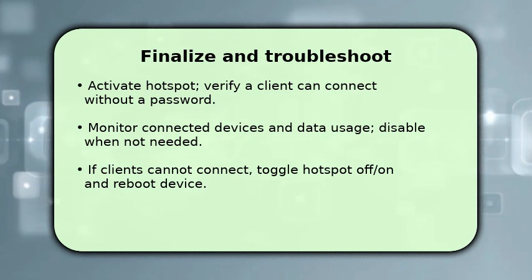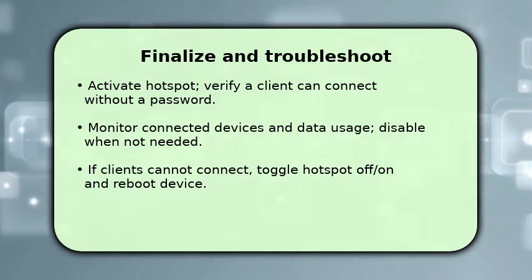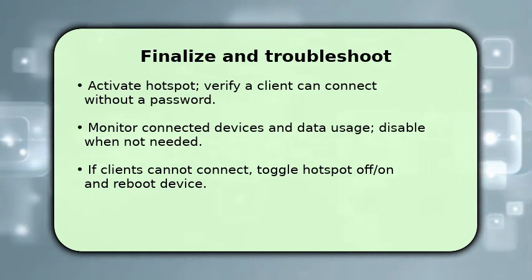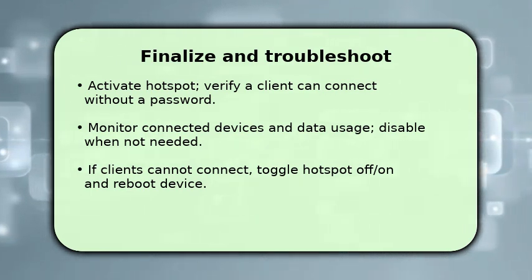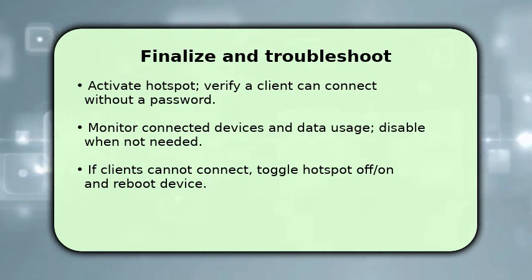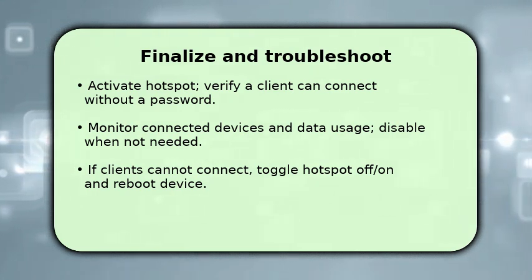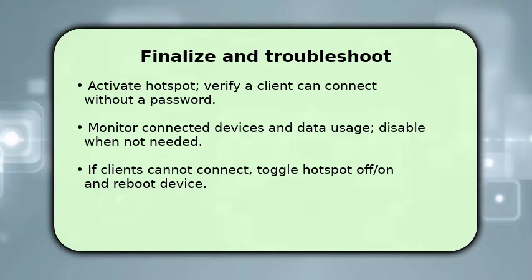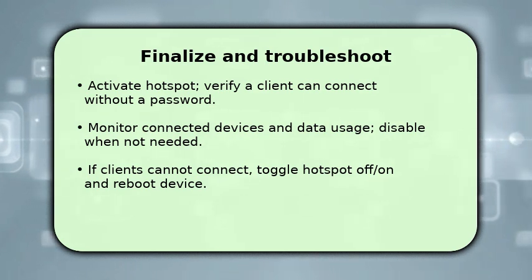Once clients connect, watch connected devices and data usage closely and turn the hotspot off when it's not needed to limit exposure. If a device cannot join, first toggle the hotspot off and on, then reboot your phone or router. Make sure the client's Wi-Fi is enabled and forget any previous network entries, because cached settings can block an open connection.